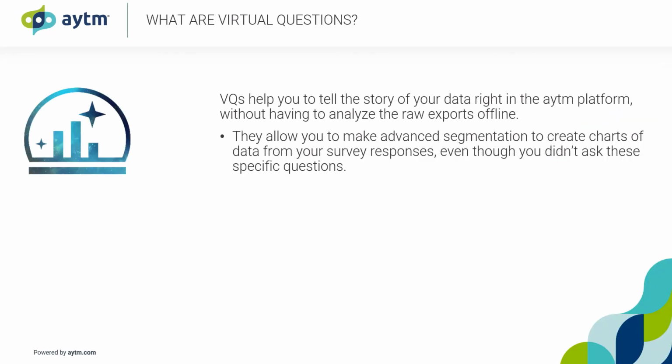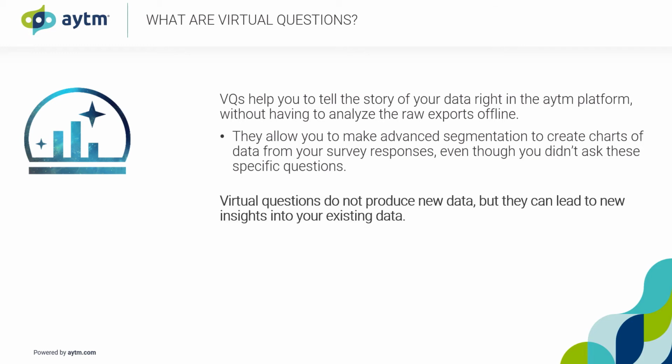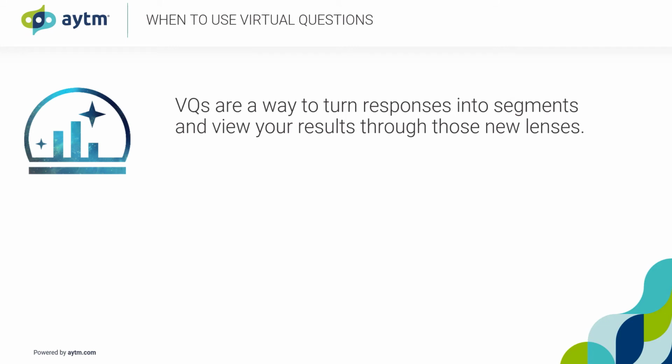VQs help you to tell the story of your data right in the AYTM platform without having to analyze the raw exports offline. They allow you to make quick chart comparisons and create new questions using data from your survey responses, even though you didn't ask these specific questions of respondents. Another way of saying this is that virtual questions are a way to turn responses into segments and view your entire results through those new lenses.